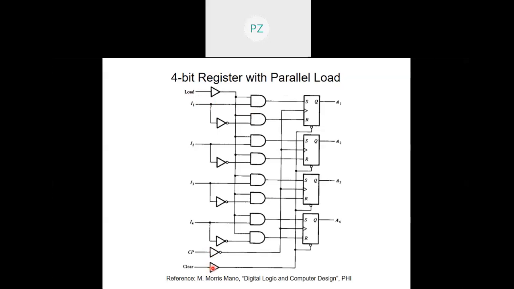It is only when clear is not pulled low, the clock pulse is low and load is high that these AND gates will become active. So I1 will be fed to S and I1 dash will be fed to R. If I1 is 1, 1, 0 will be fed, it will be set. So this I1 will get stored here. Likewise, I2, if it is 1, it will be fed to S, and I2 bar will be fed to R. That will be 1, 0, so it will be set. That means 1 is stored. If it is 0, then a 0 comes to S and a 1 comes to R, so it gets reset to 0. So whatever is I2, that gets stored. Likewise, I3 gets stored here, I4 gets stored here. So I1, I2, I3, I4 are called the parallel inputs to this register, right? So this is how this particular 4-bit register with parallel load works.